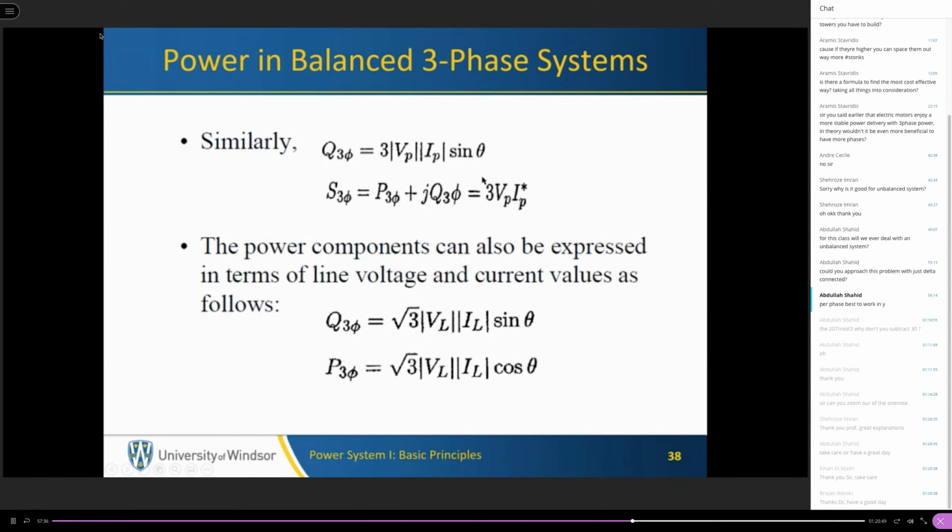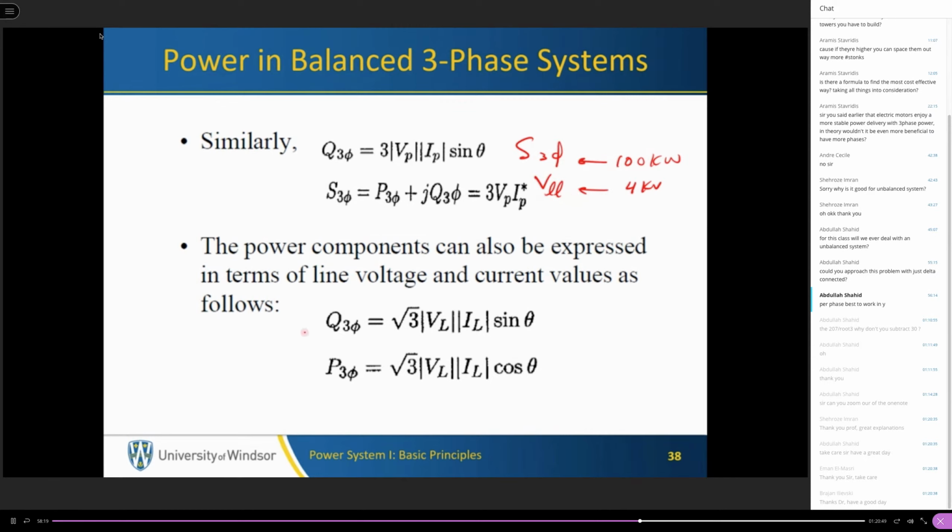Same thing for the reactive power. It is similar to the single phase, but we multiplied by 3. And as I told you, by default, in three-phase systems, we use three-phase powers and line-to-line voltages. So for instance, if I tell you we have a three-phase motor of 100 kilowatt and a voltage of 4 kilovolt, these numbers are related to the three-phase power and the line-to-line voltage. This is the default interpretation for the default ratings for three-phase systems.